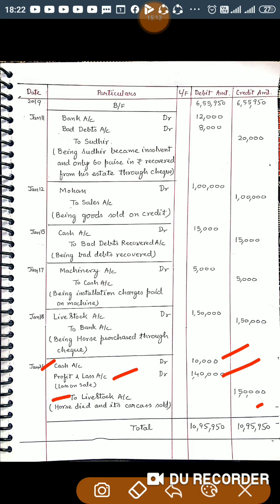Because the question ends here, we will sum up the totals of the debit column and the credit column, and we will write it here at the end in this way, and we will write total here.